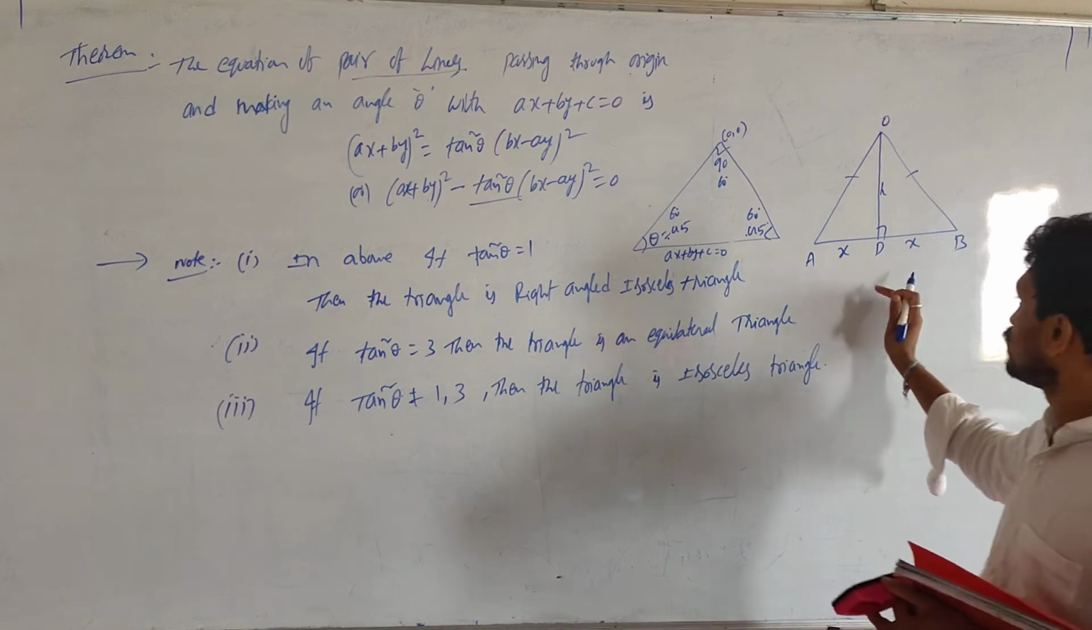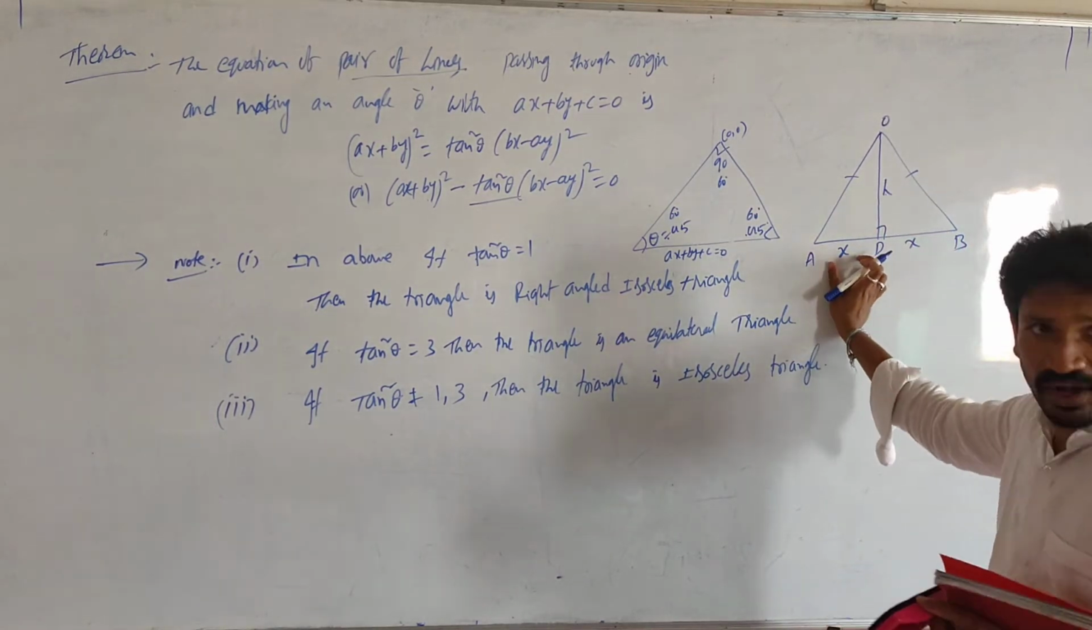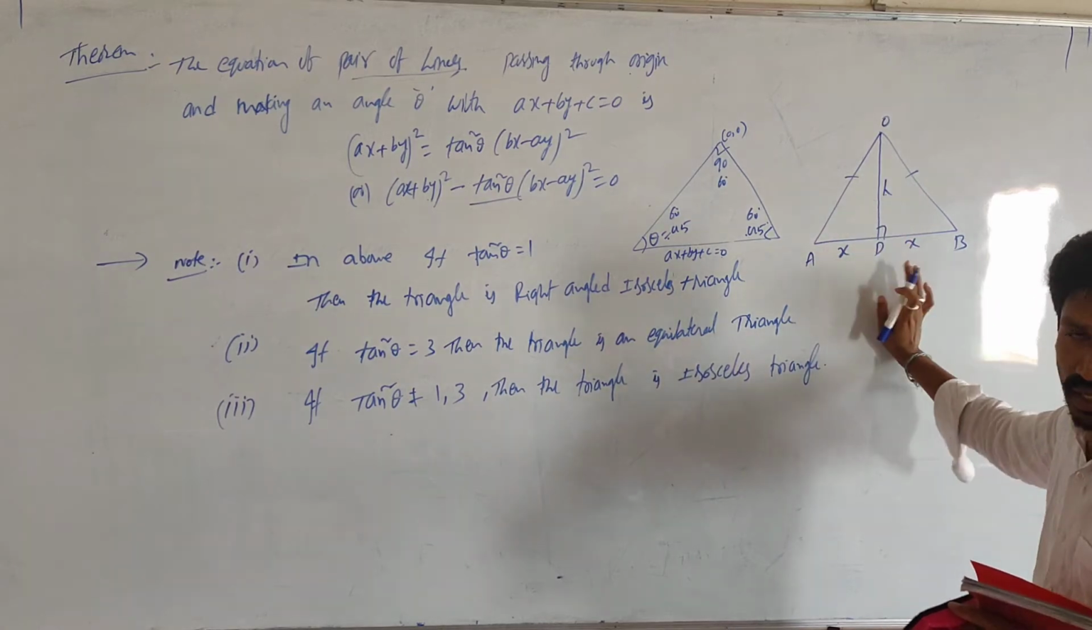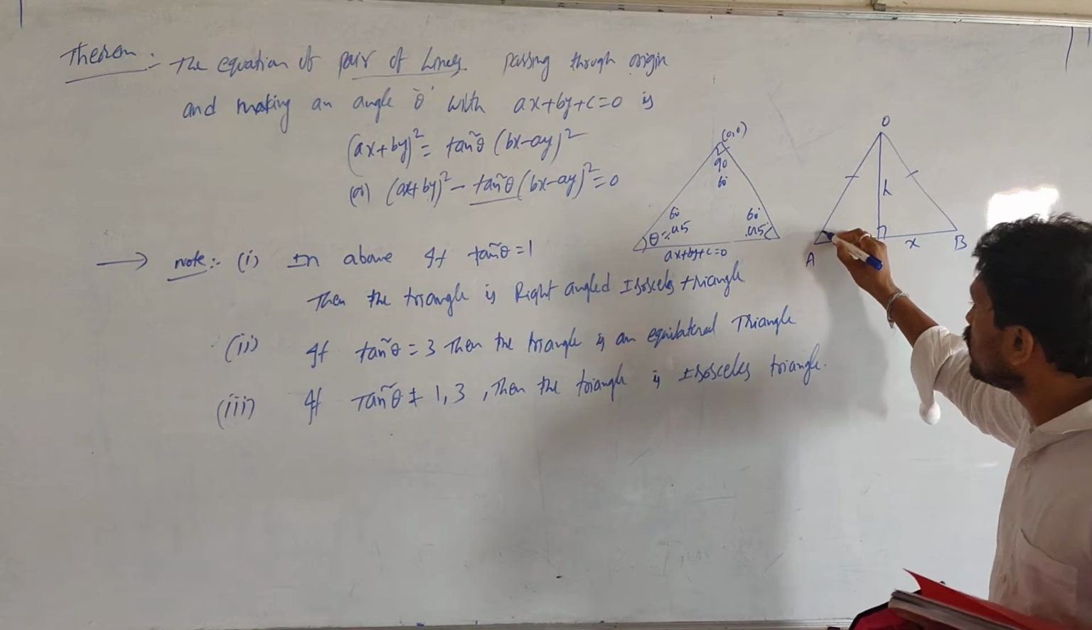Now come to the point. If you find out the x value, then you can find out the area of the triangle. See, anyhow, this is theta.